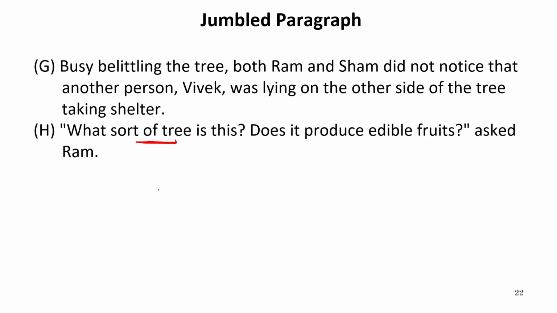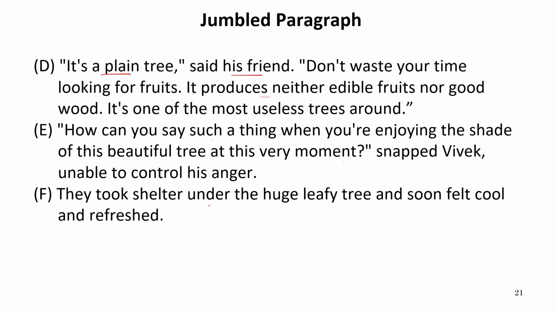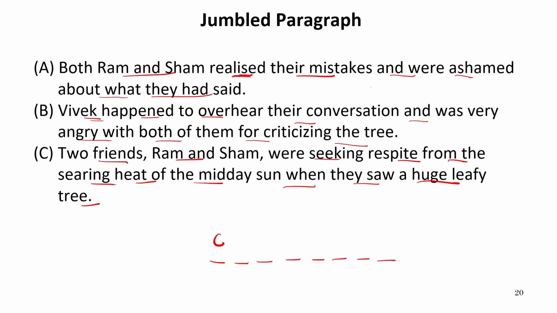It means H and D make the combination. H and D. So first we have H and then we have D. So this is the sequence. This is the combination that we have found. Now in this we can have that C is the first sentence of the paragraph. That is, two friends, Ram and Sham, were seeking respite from the searing heat of the midday sun when they saw a huge tree. So the first action that happened is that they saw the huge leafy tree. So this is the C sentence, which is the first sentence.